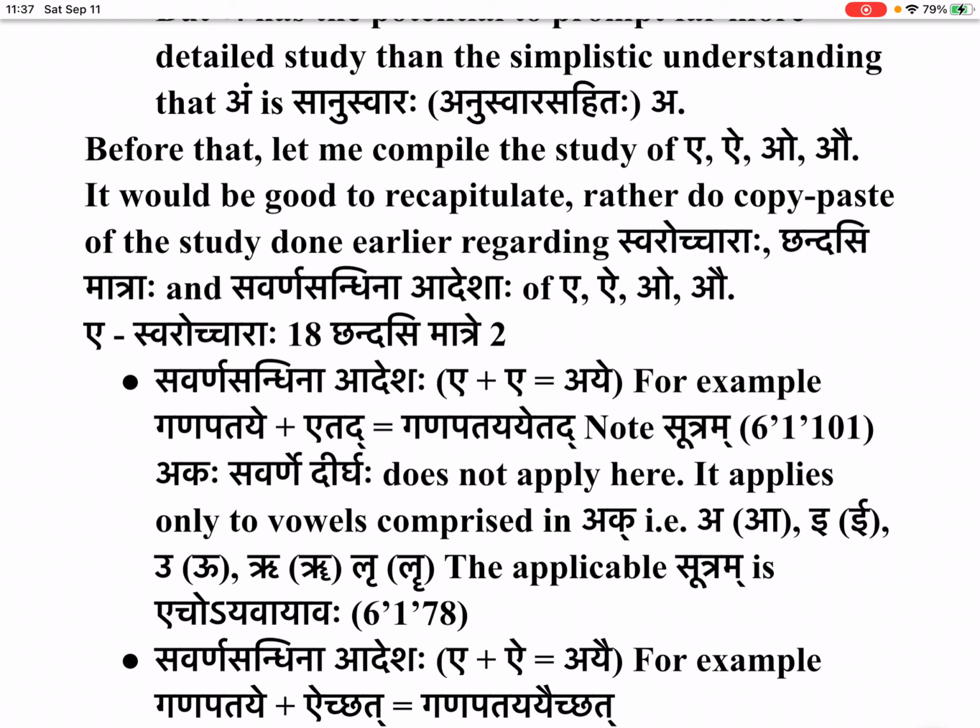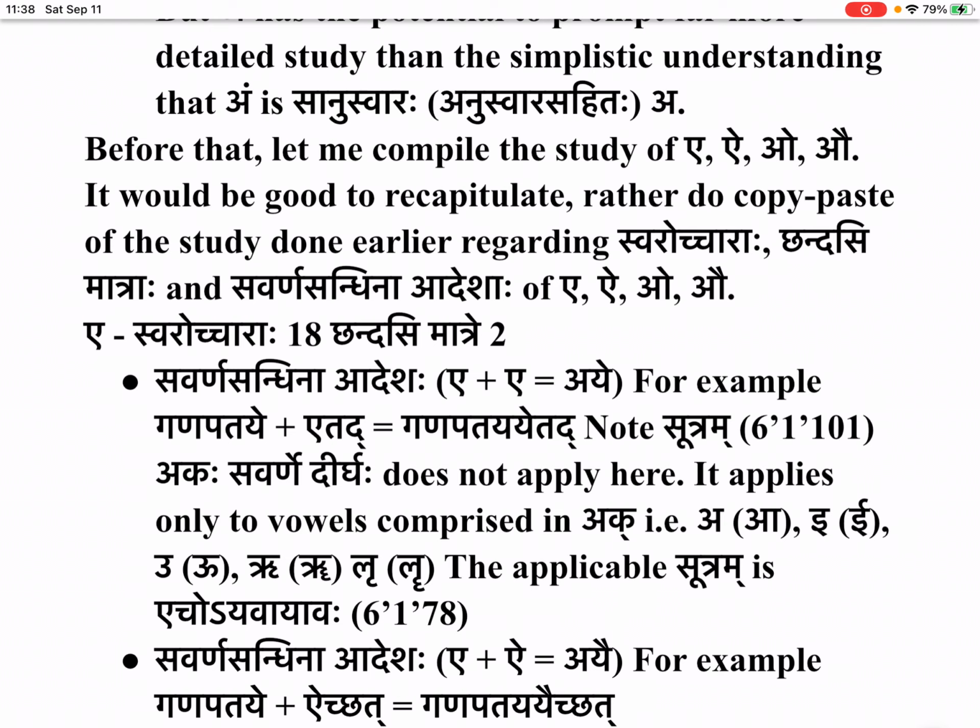Note, the first A in Sandhi changes to I, and to that I adds the next A. So it becomes IA. For example, Ganapataye etat equals Ganapataya etat. Note, Sutram 6-1-101 Akassavarne Dirgha does not apply here. It applies only to vowels comprised in ak, that is a, i, u, ru, lru.